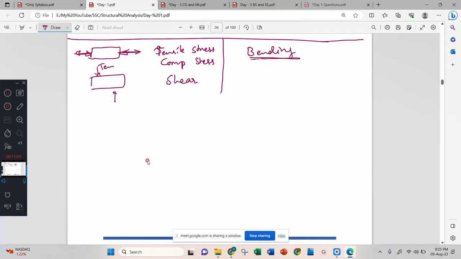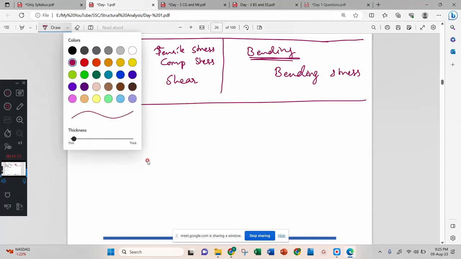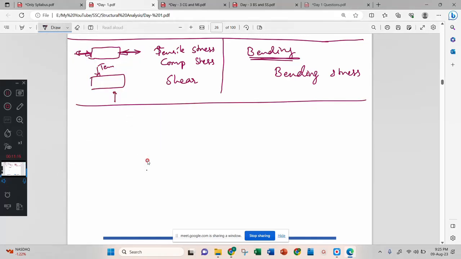Internal resistance offered by the bending is called bending stress. Now look here. I have two ways to bend any material. The first way is, this is a rod and I will apply some moment here and some moment here. When I apply moment this side and this side, then this bar will bend like this. Very interesting, correct?